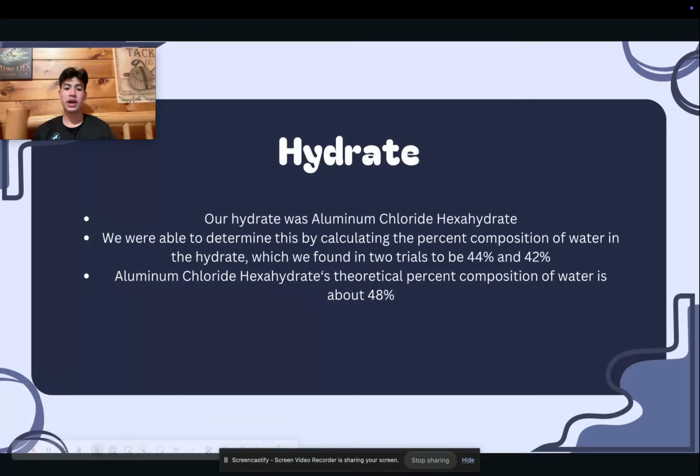So our hydrate was aluminum chloride hexahydrate. We were able to determine this by calculating the percent composition of water in the hydrate, which we found in two trials to be 44% and 42%. Aluminum chloride hexahydrate's theoretical percent composition of water is around 48%.